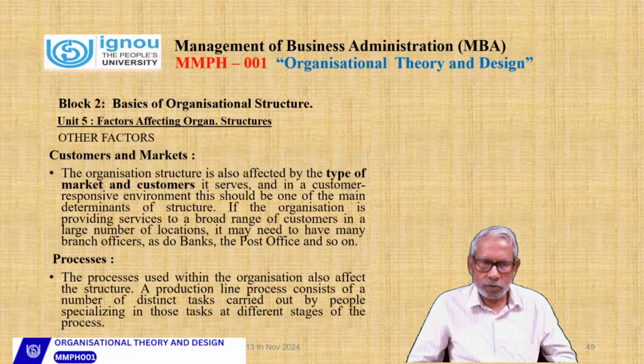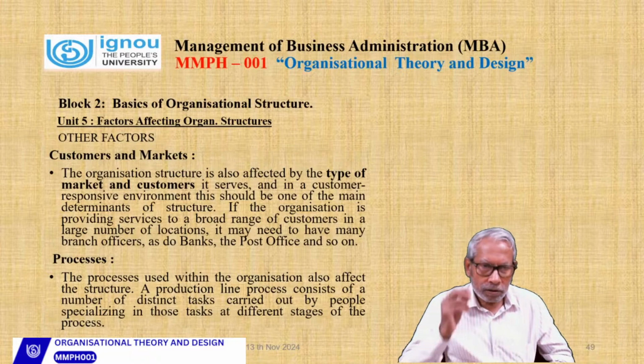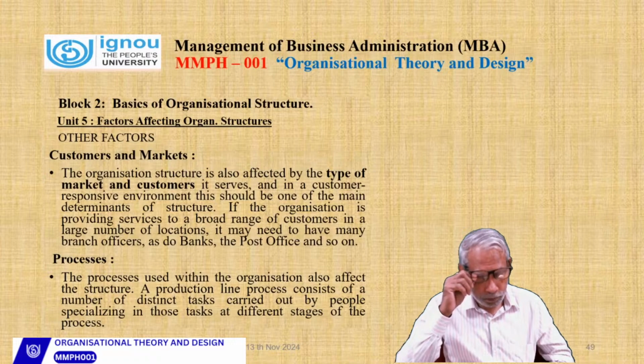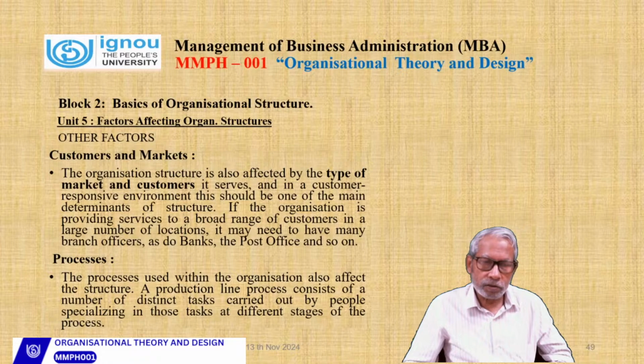The processes used within the organizations also affect the structures. The production line process consists of a number of distinct tasks that are carried out by people, with specialization in those tasks at different stages of the process.